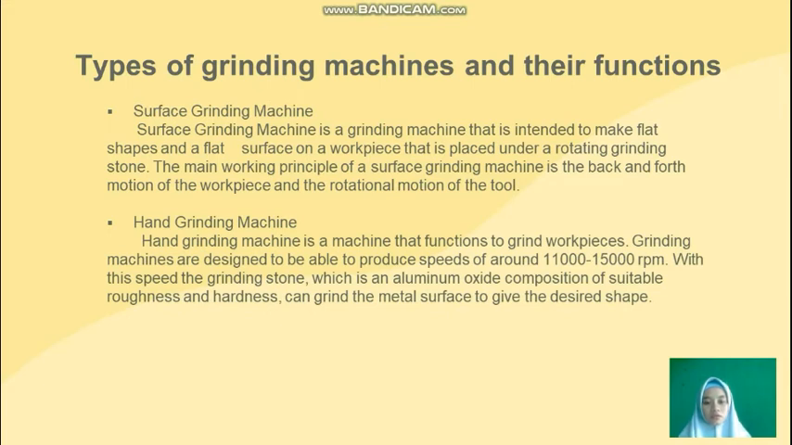Hand grinding machine. A hand grinding machine is a machine that functions to grind workpieces. Grinding machines are designed to be able to produce speeds of around 1000 until 15,000 rpm. With this speed, the grinding stone with its aluminum oxide composition of suitable roughness and hardness can grind the metal surface to give the desired shape.